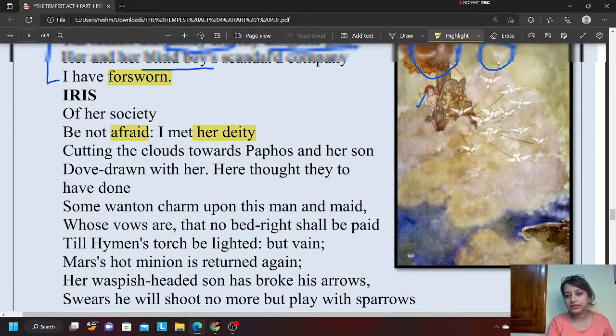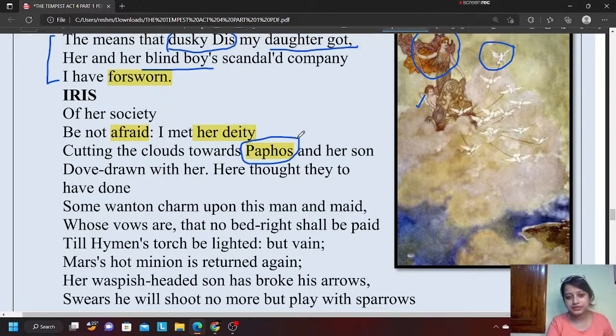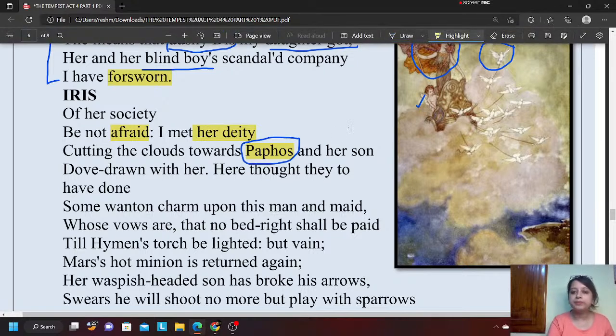See this picture, you'll understand. She is moving through the clouds. Where is she going? Paphos. What is Paphos? Paphos is the home of Venus and her son. Okay, so she is going back to Paphos with her son, dove drawn with her. So her chariot is drawn by doves. So she is going in her chariot back to her home.